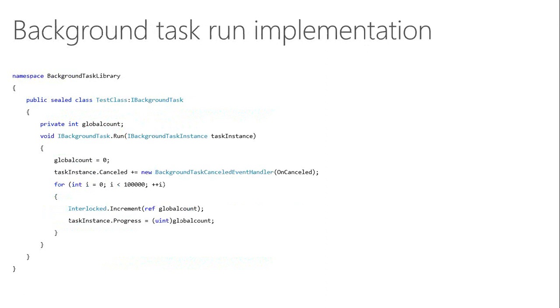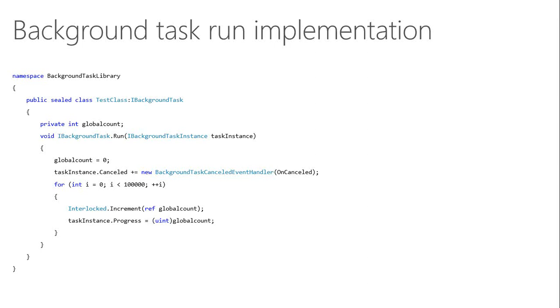Next, this slide talks about how background tasks run our implementations. All of these sample codes are available on MSDN, so there's nothing to worry about that. But there is just one thing I would like to get your attention on, which is the task instance cancelled, or the new background task cancelled event handler. If your background task does not have the cancelled event handler, it's not a good idea.